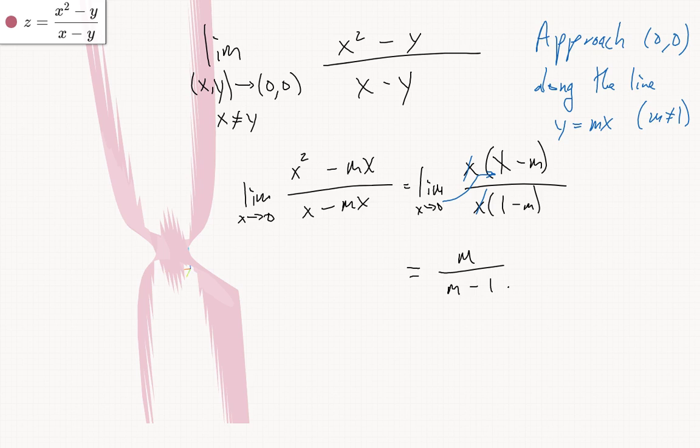In particular, this will depend on the slope of the line we chose. It depends on the value m. And so therefore, this limit does not exist.